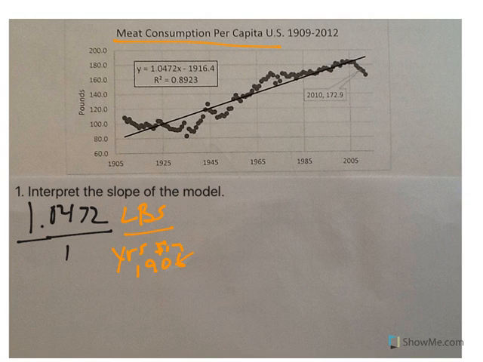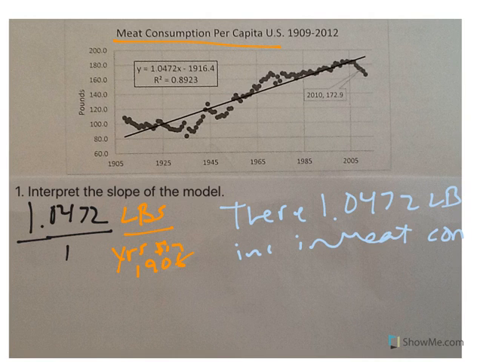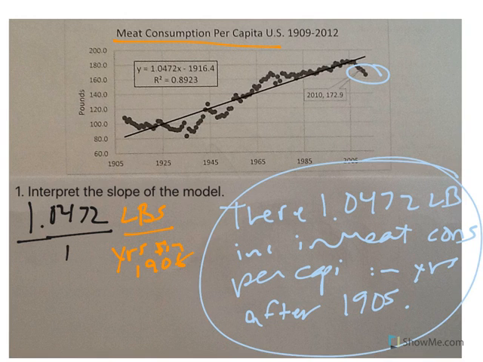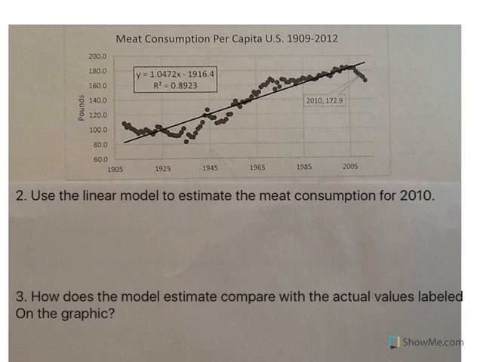Now, when we go for an interpretation, there was a 1.0472 pound increase in meat consumption per capita in years after 1905. That's what our model is showing us. You can see there has been a little bit of a decrease in actual poundage eaten per capita in the recent years. But anyway, there is your slope business.